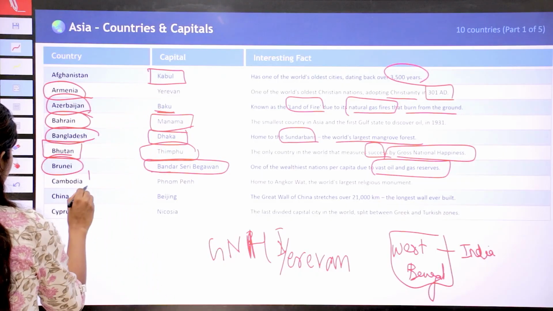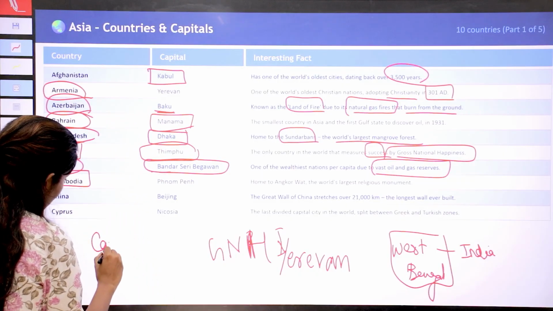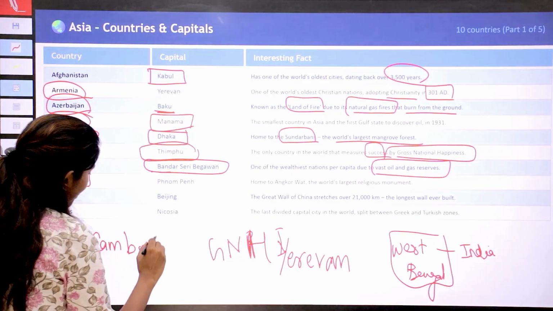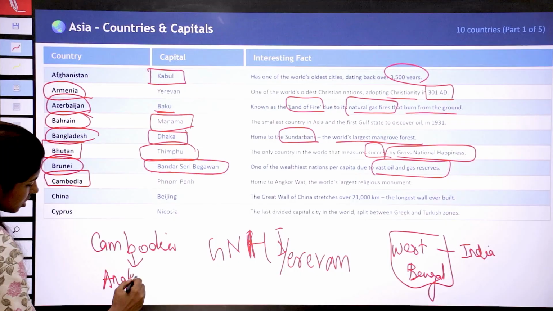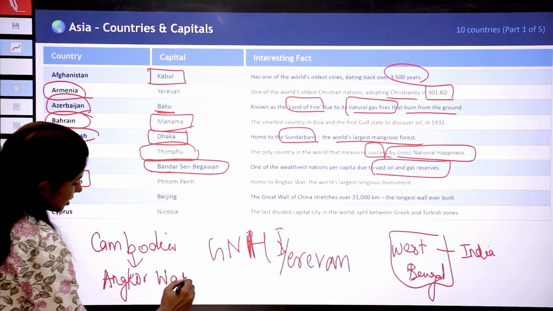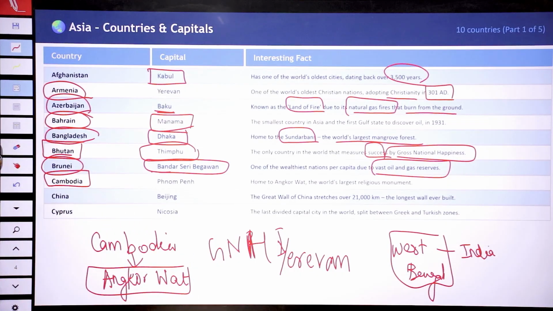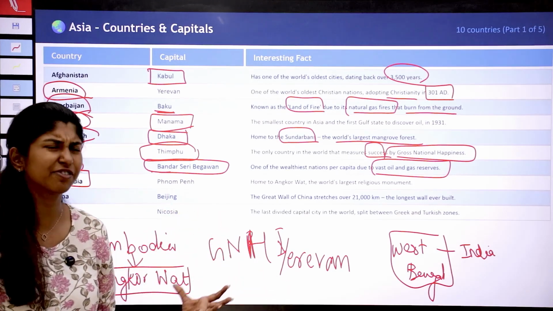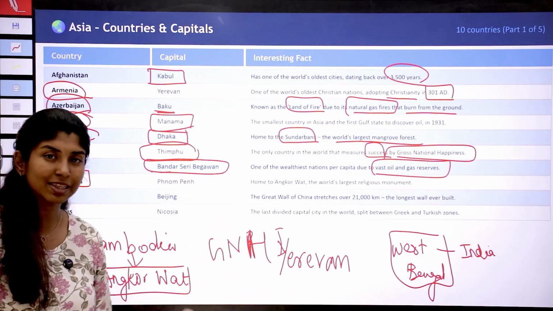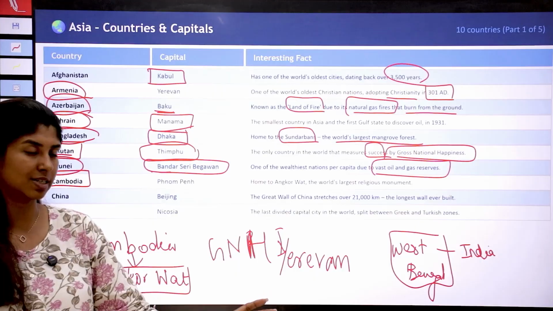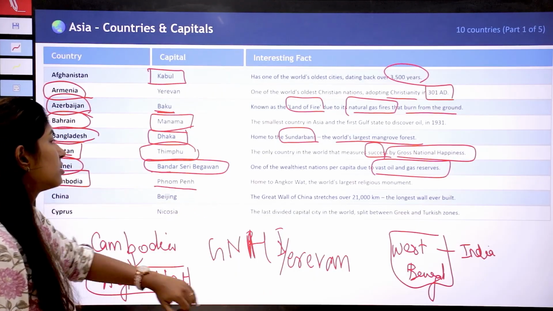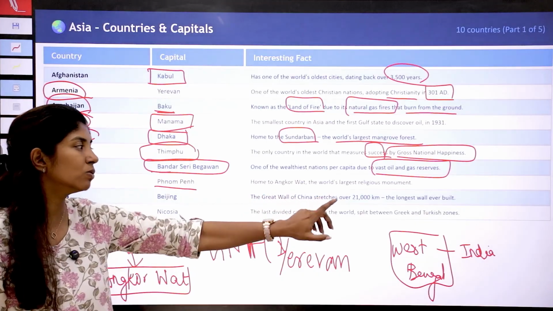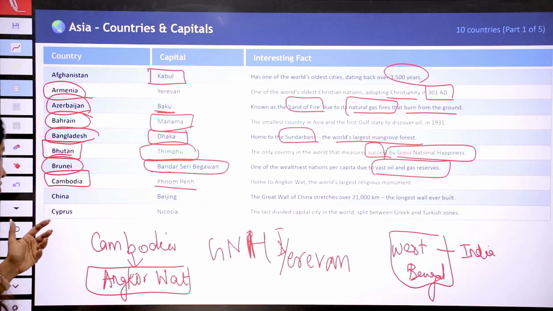Next, Cambodia. Now, you would have known about Cambodia because of Angkor Wat. Cambodia has Angkor Wat, the largest religious monument. It was first a temple, but later it was converted into a Buddhist site. Its capital is Phnom Penh, and it is home to Angkor Wat, the world's largest religious monument.